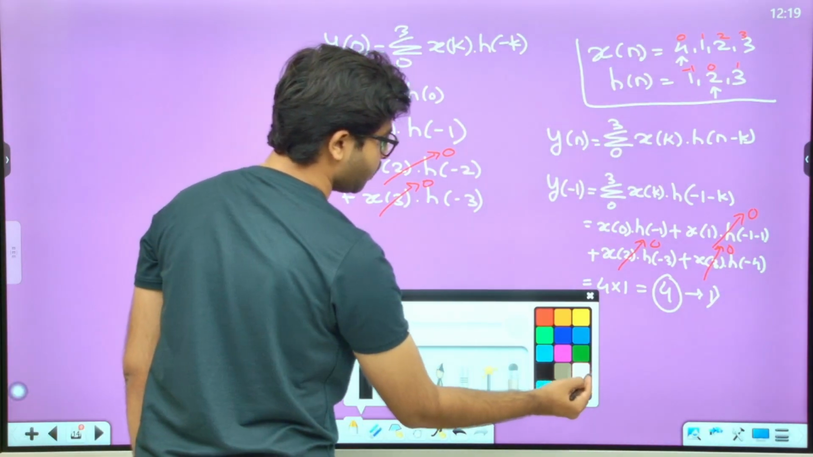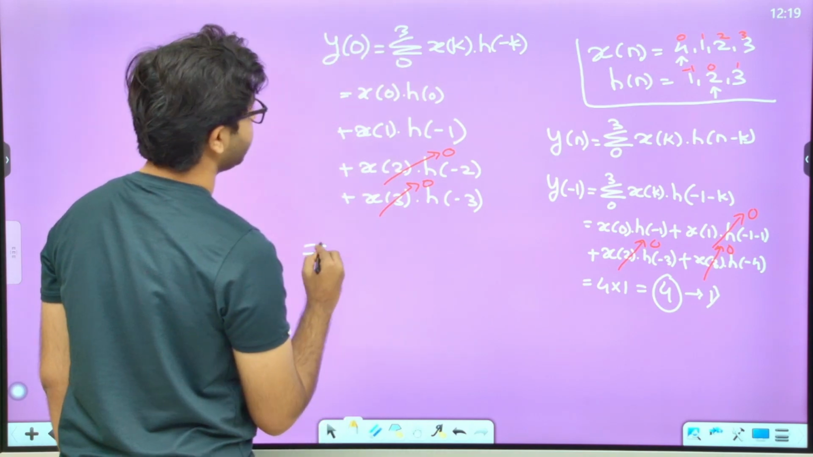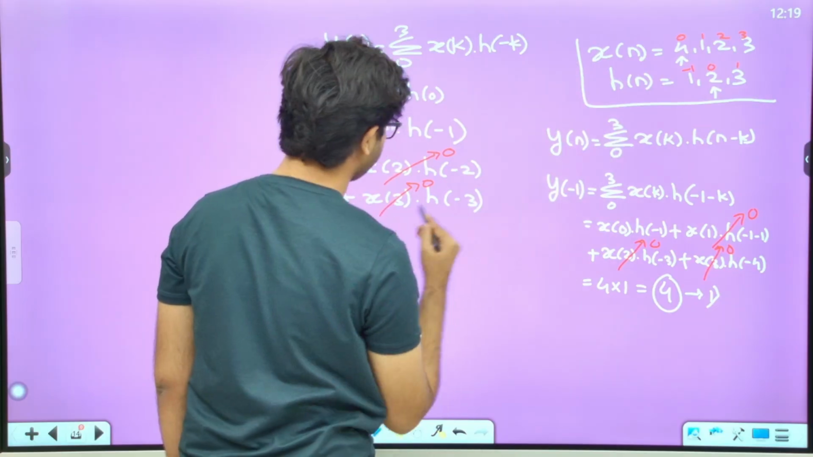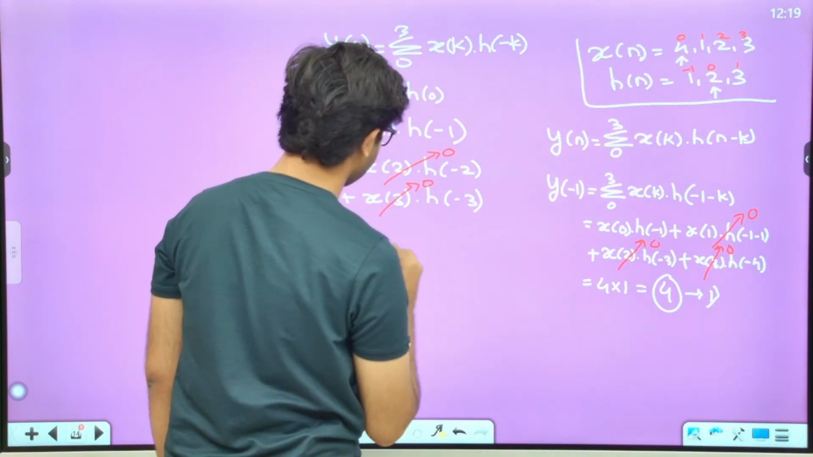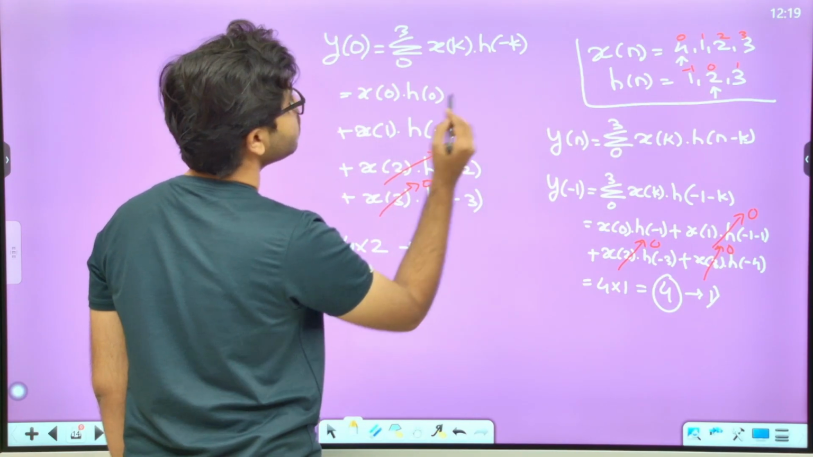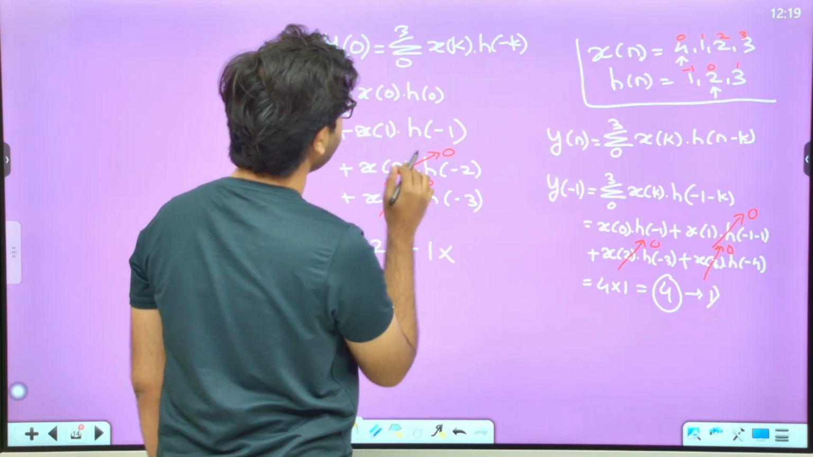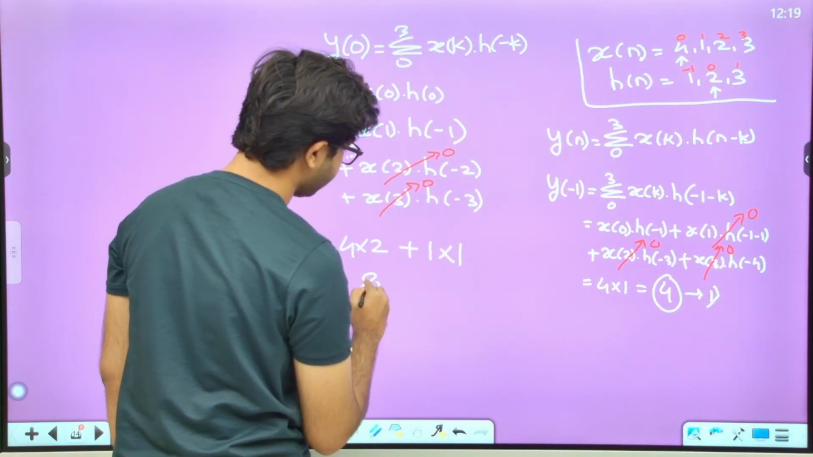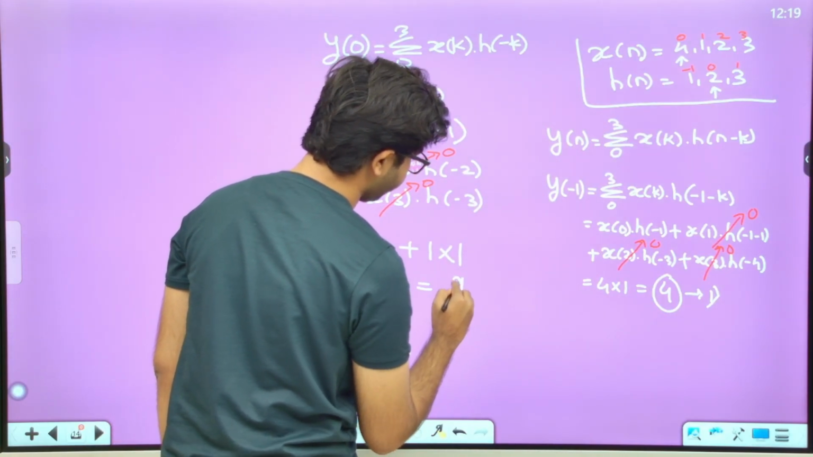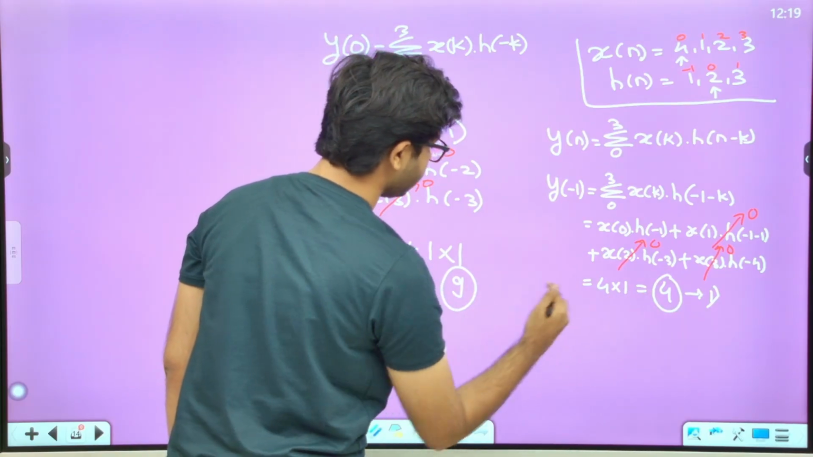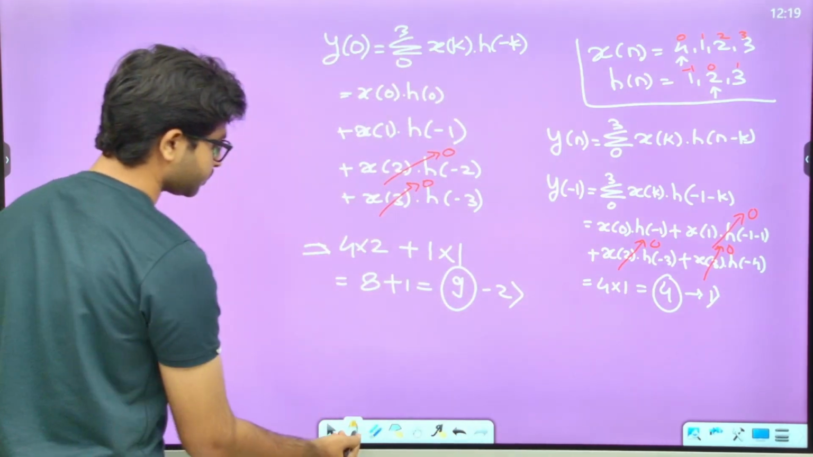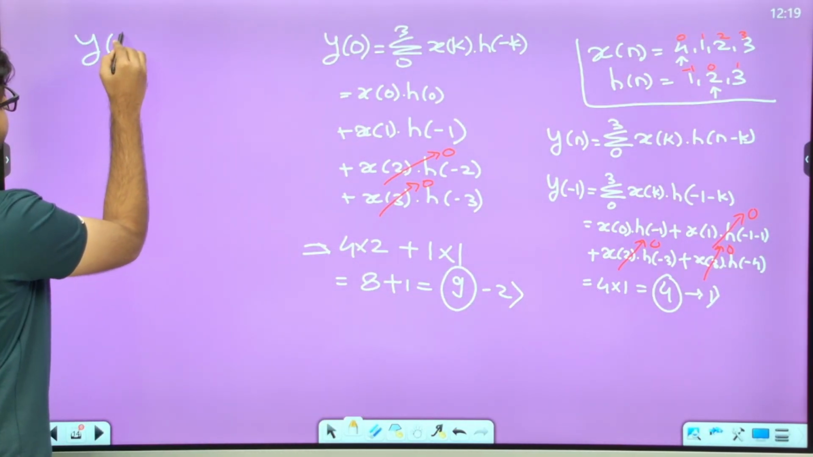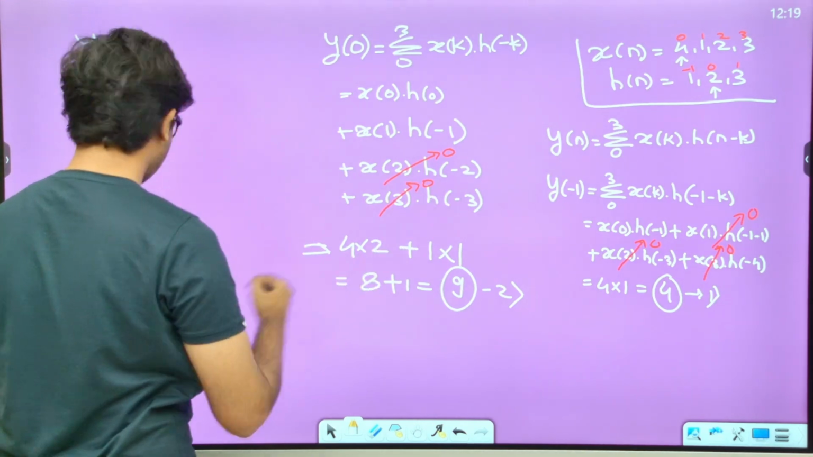So the final answer will be x of 0, which is 4, into h of 0, which is 2, plus x of 1, which is 1, into h of minus 1, which is 1. So 8 plus 1, it will be 9. So this is 4, this is 9. Now again we will go to y of 1. The third part I will write here, and another part we will write in the next slide.